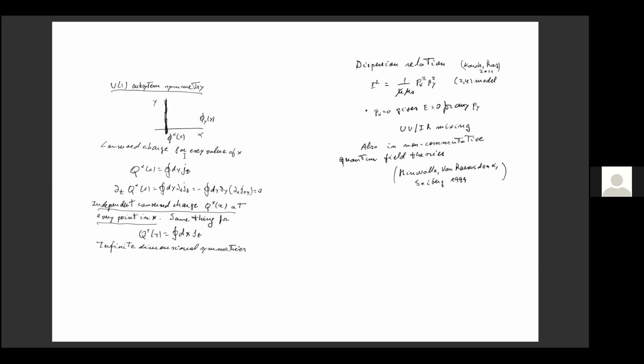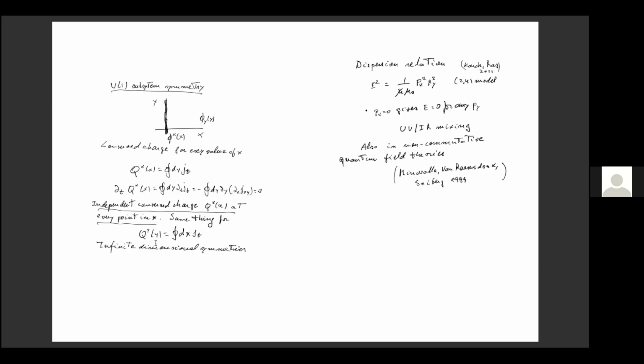We take some particular value of x, and we consider the integral in dy of j^t. And the point, if it's a symmetry, the Noether theorem says that the time derivative should be 0. And in fact, it is, because the time derivative of this one, using the equation of motion, is essentially equal to 0. Therefore, for every x, we have a symmetry. Therefore, clearly we have an infinite number of symmetries because x could take any value.